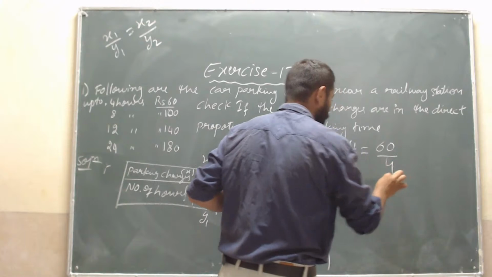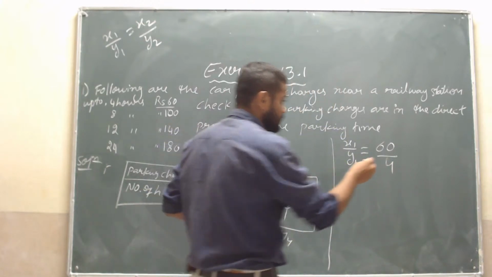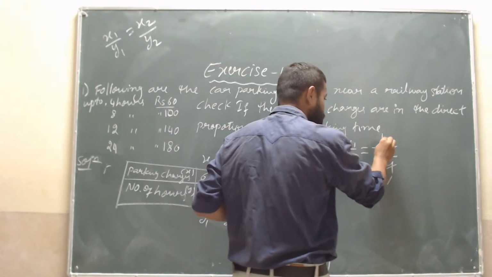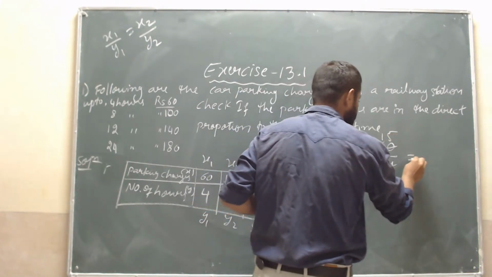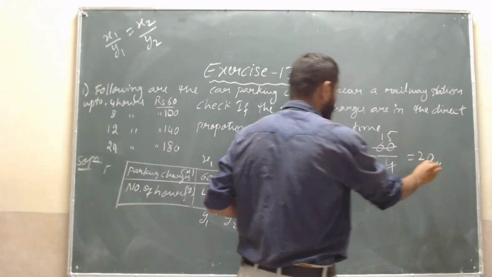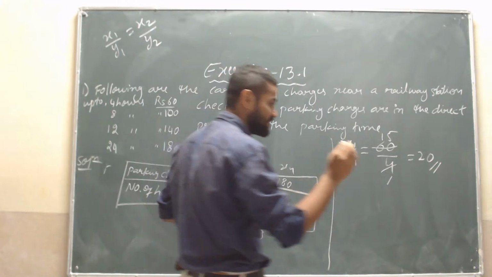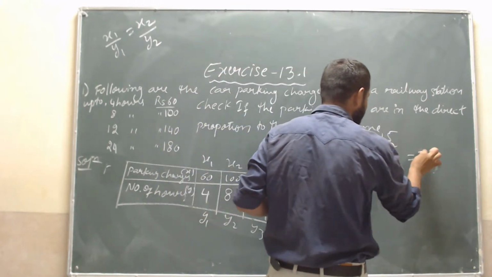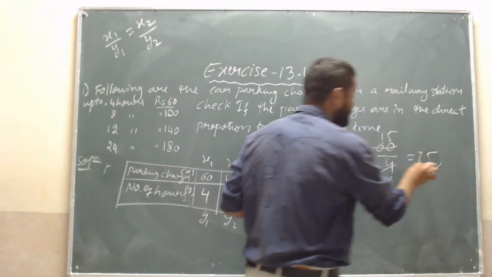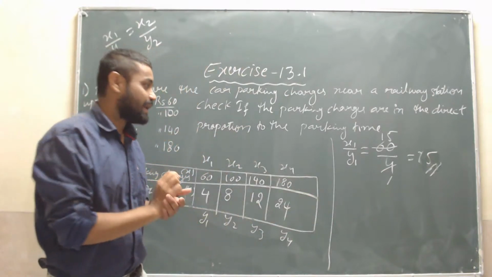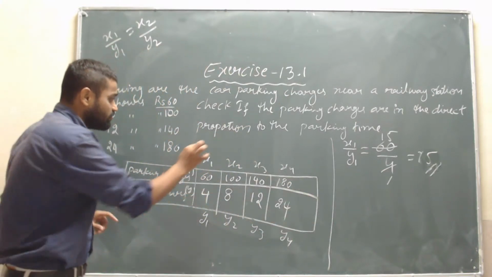60 divided by 4. What will we get? 4 ones are 4, 4 fives are 20, and we will get 15. Isn't it? So the first column value is 15.